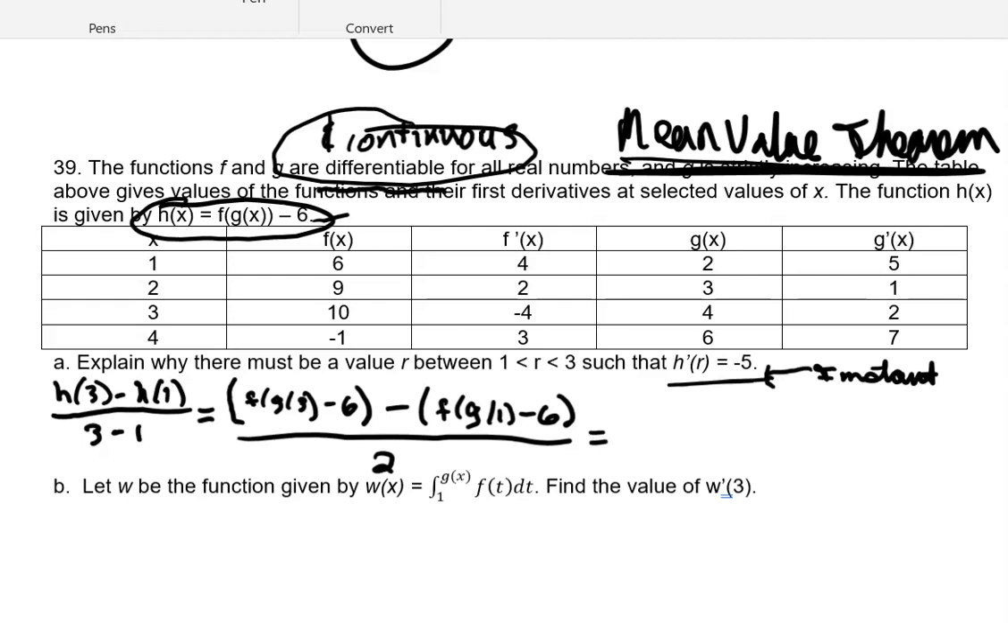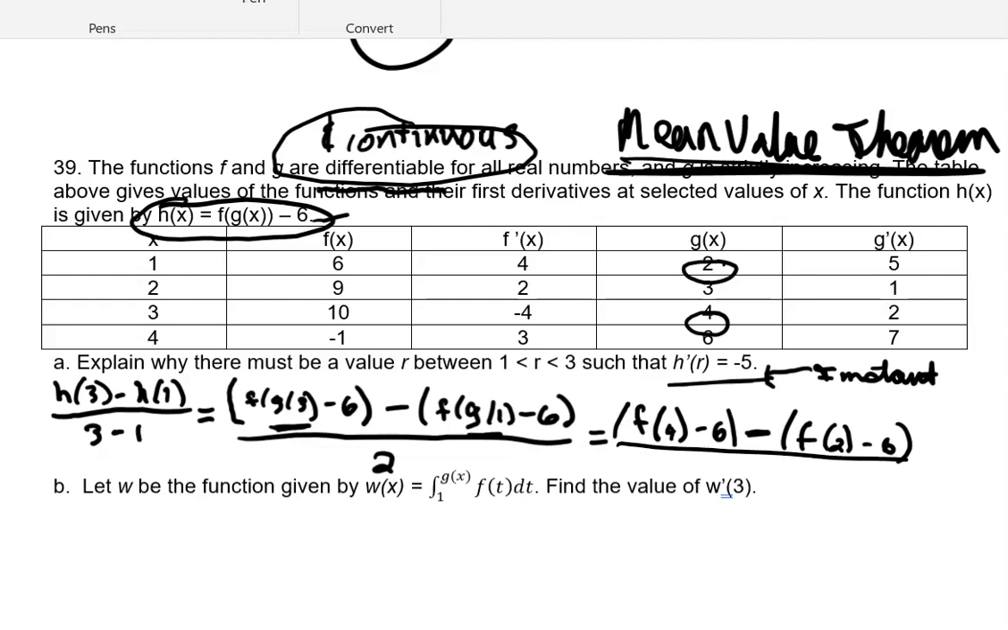Go to your table, you've got to find g of 3. So now I'm going to do f of, and then we need g of 3. So g of 3 is this 4 here, and then minus 6. Then I would need g of 1, so I'm going to do f of g of 1. So here is g of 1, so that's a 2, minus a 6. And we still got our little 2 in our denominator hanging out.